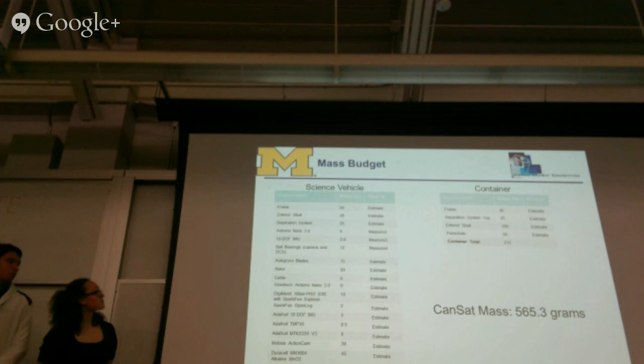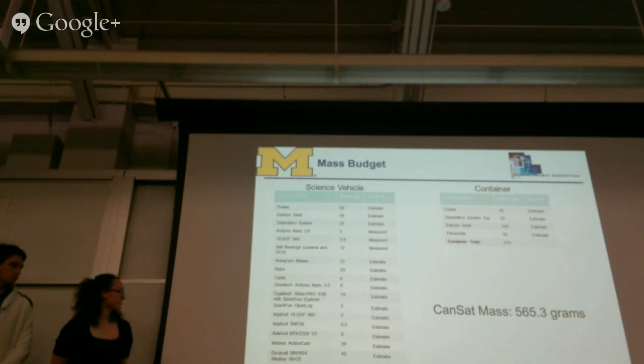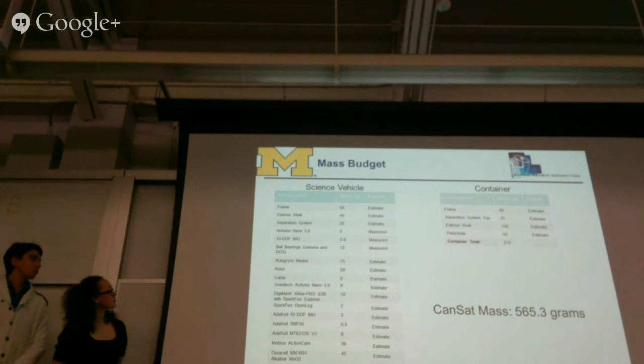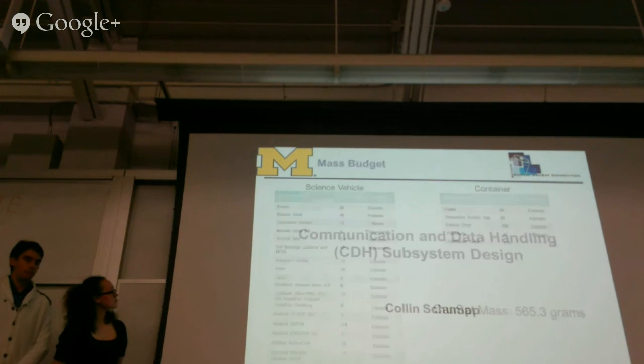And here we have a mass budget, where we actually have masses for a lot of our components, which makes it really easy to figure out our total mass. We don't have everything yet, and a lot of them are rough estimates. But currently we're at 565.3 grams. That gives us a lot of wiggle room, and it's a lot easier to add mass than to take away mass, which puts us in a pretty good position right now.